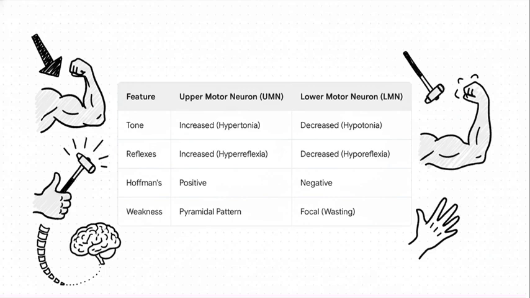For an upper motor neuron, or UMN lesion, you are looking for increased tone and reflexes, a positive Hoffman's sign, and that specific pattern of weakness where the extensors are weaker than the flexors. For a lower motor neuron, or LMN lesion, you're looking for the exact opposite: decreased tone and reflexes, a negative Hoffman's sign, and weakness that's more focused, often with that muscle wasting we talked about earlier. Seriously, take a mental screenshot of this. Burn it into your brain.